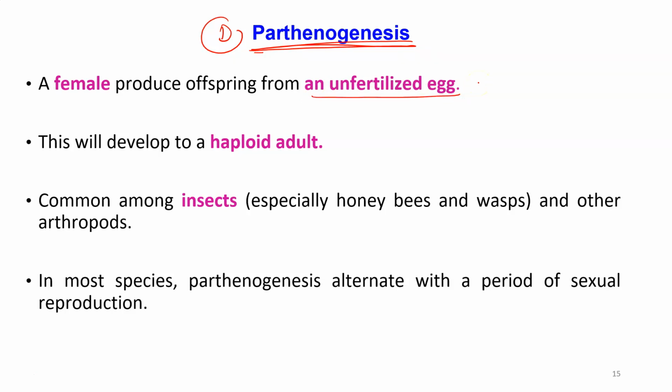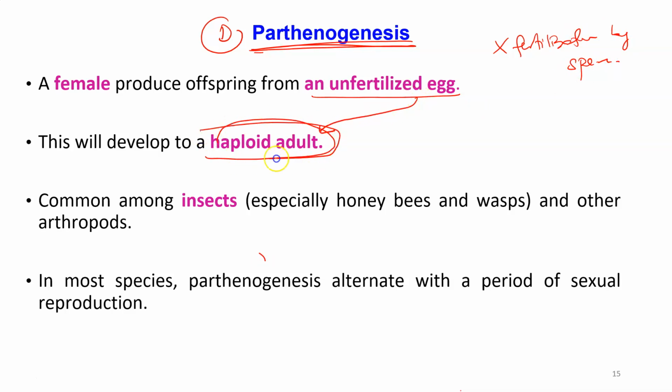So you have the egg. The egg will become a haploid individual, and it will not require any fertilization by sperm. The unfertilized egg will develop into a haploid adult. It is common among insects, such as honeybees and wasps, and other arthropods. In most species, parthenogenesis alternates with periods of sexual reproduction.